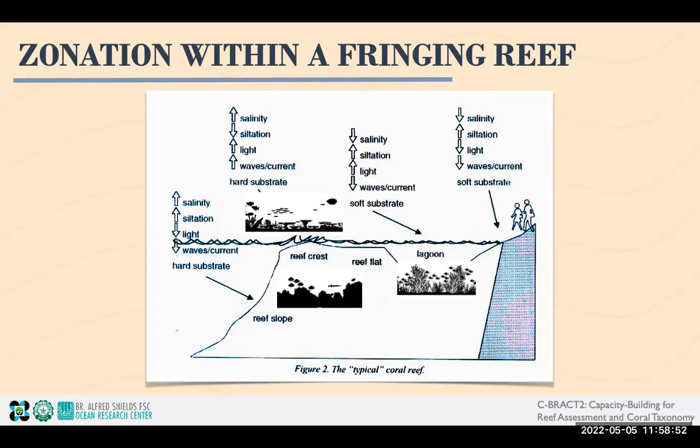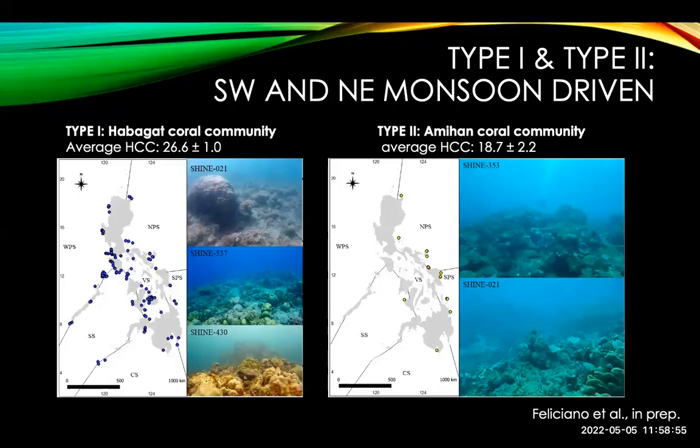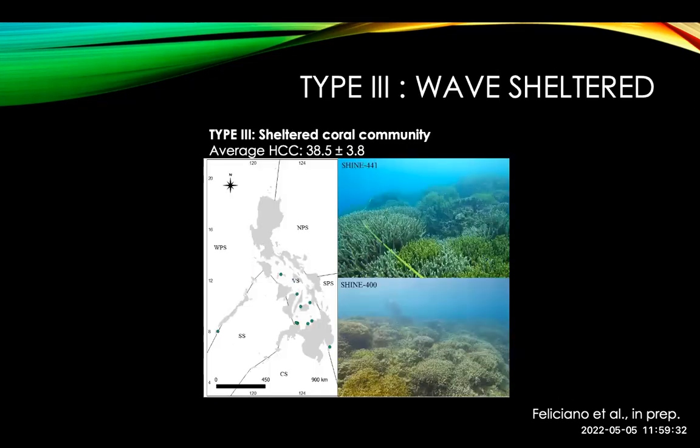So high cover, low diversity reefs, they don't face the monsoons. So this is the work of Nika. I think Nika is in the meeting. She looked at all the stations surveyed by NACER and did a classification. And she found that if it's facing the Habagat, coral cover is around 26%. If it faces the Amihan, coral cover averages to around 19%. And if it does not face the monsoon, if it's found in lagoons near coastal settlements at that, this is what you'll often see.